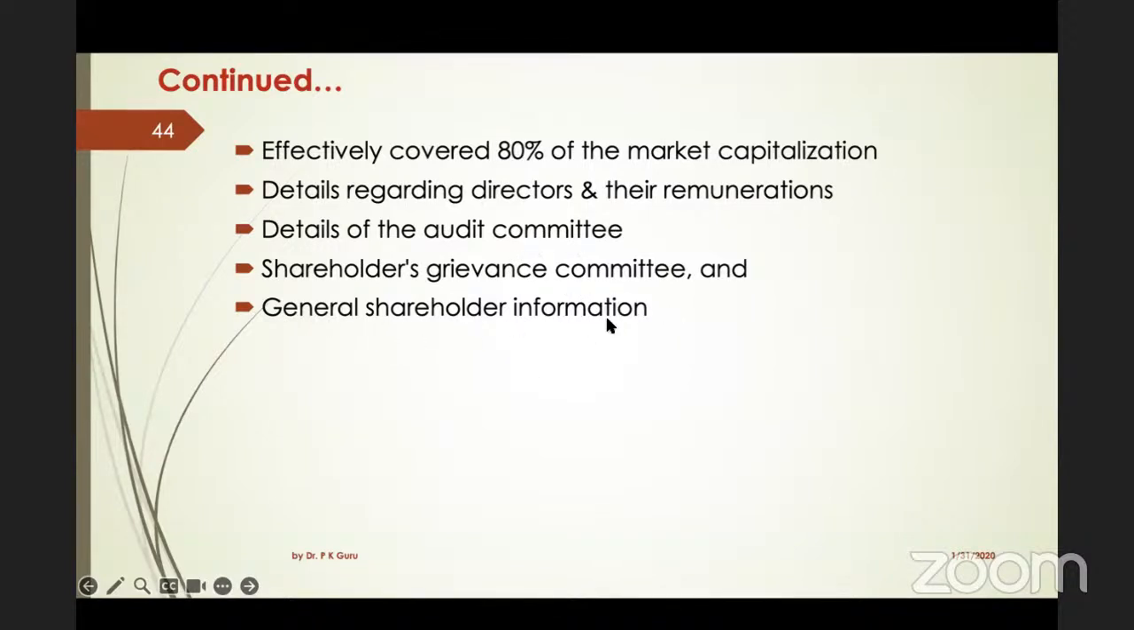Then general shareholder information. You have to give general information on the pattern of shareholders, and in most of the companies, you give information up to a particular percentage of holding.